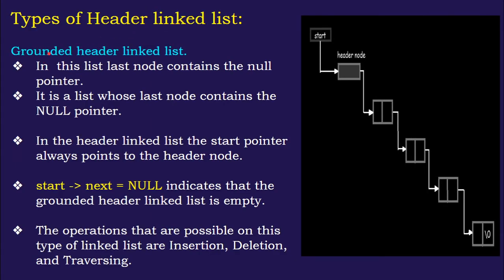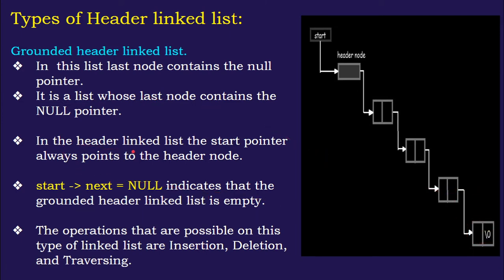What is the grounded header linked list? As the name implies, the grounded header linked list contains the last node as the null pointer. In an electrical circuit, we say the ground symbol, that is the end. In the same way here, the header list which ends with the null pointer is called grounded, because the end of the list is null. In this list, the last node contains the null pointer. It is a list whose last node contains null as the pointer.